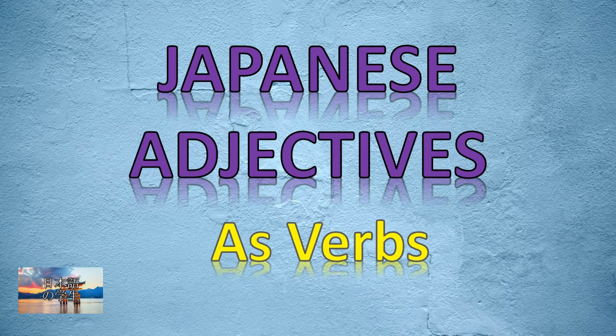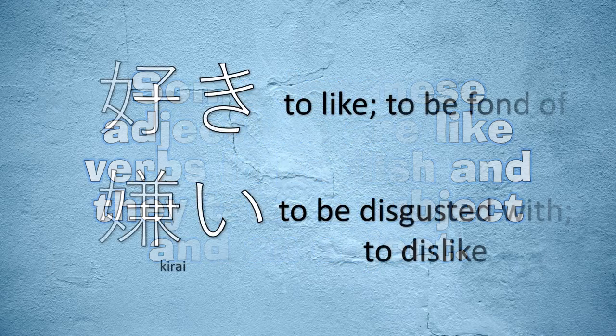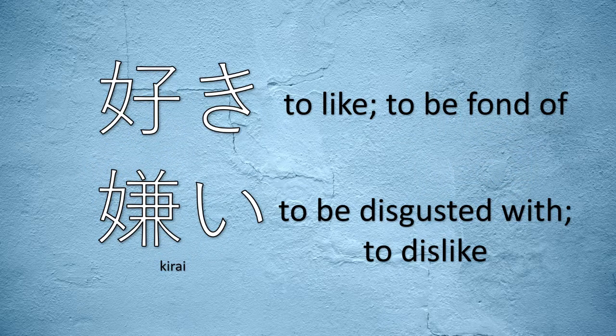Our lesson for today is Japanese adjectives used as verbs. Some Japanese adjectives are like verbs in English in that they take a subject and an object. For example, we have suki, to like or to be fond of. And the other one is kirai, to be disgusted with or to dislike.